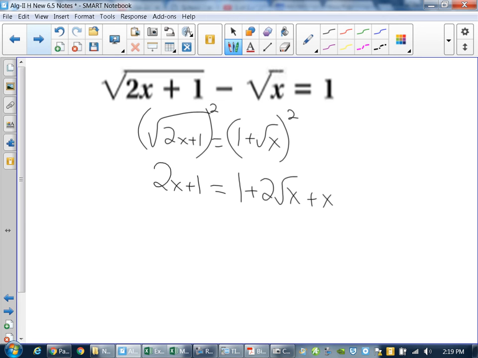So I'm going to move everything from the right-hand side to the left. So I'm going to subtract 1, subtract the 2 root x, and subtract x. So then I'm going to get x minus 2 root x equals 0. Really not getting me anywhere, is it? So, set it and move it back.